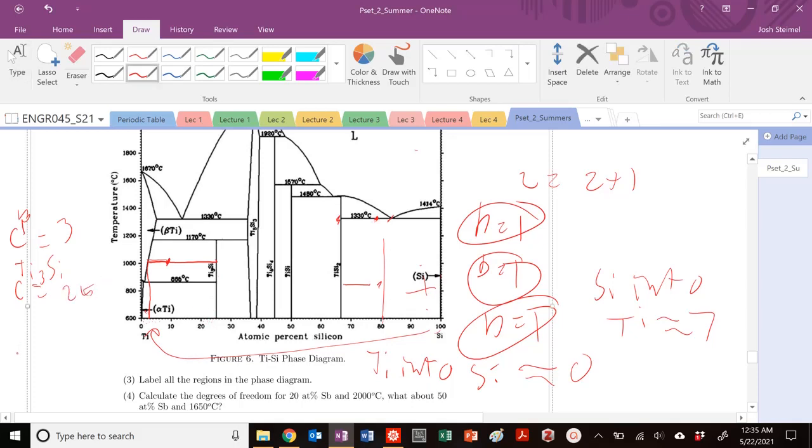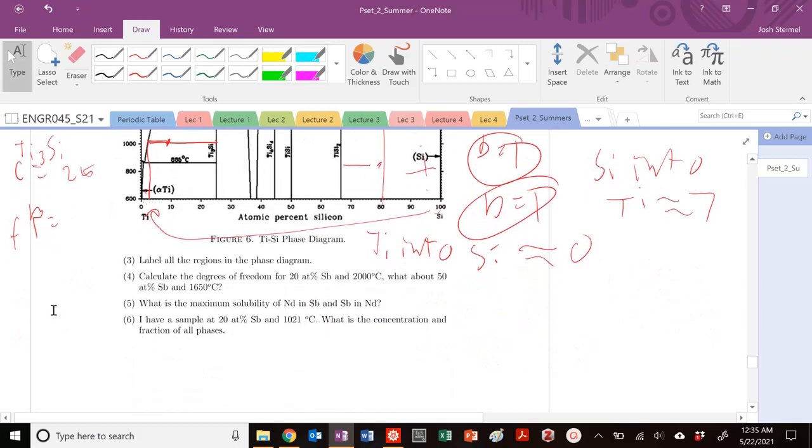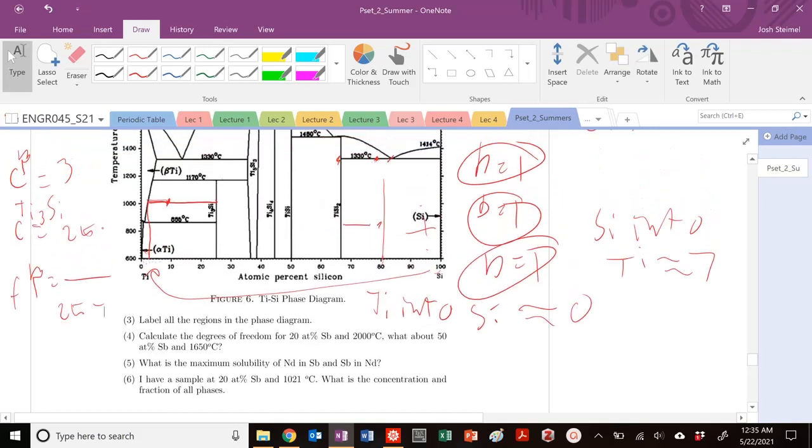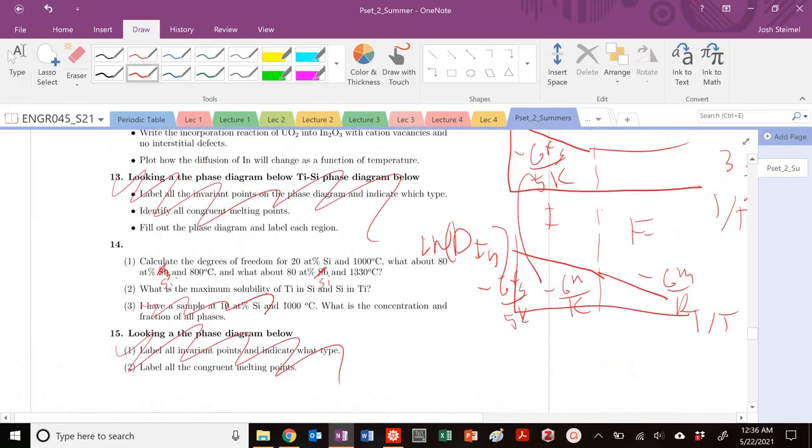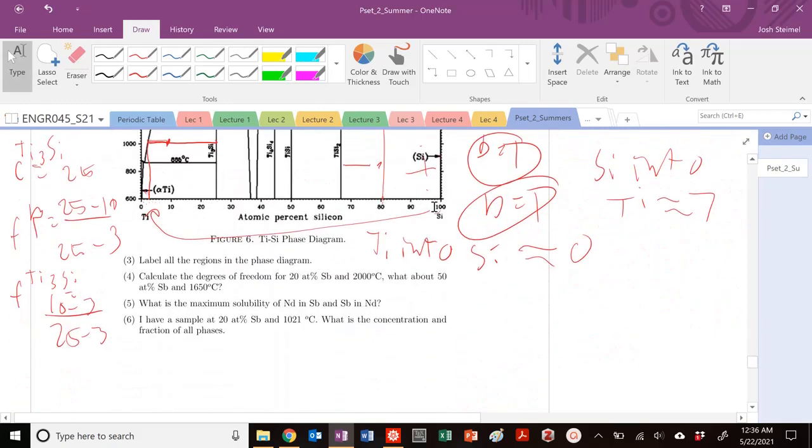And if I want to do the fraction of beta, I need to do my lever rule, so 25 minus 3. And for beta, remember I'm doing the opposite, so it's going to be 25 minus 10, fraction of the other guy. It's going to give me 25 minus 3, and it's going to give me 10 minus 3. That's it. Got it. So let's look at last problem 15.